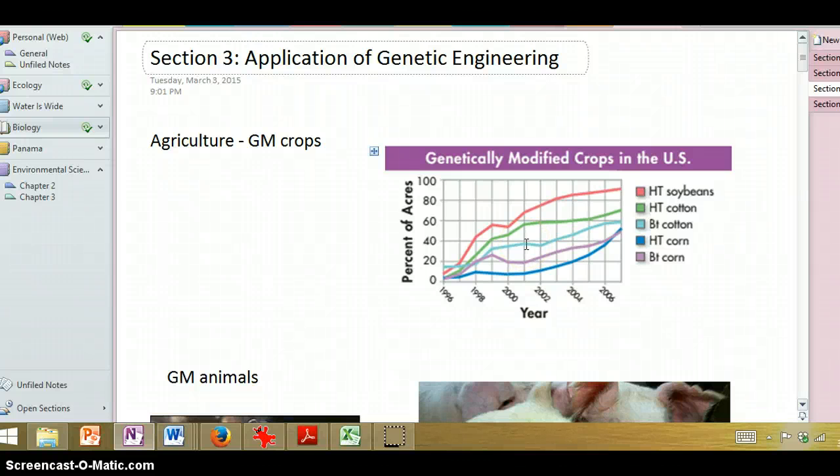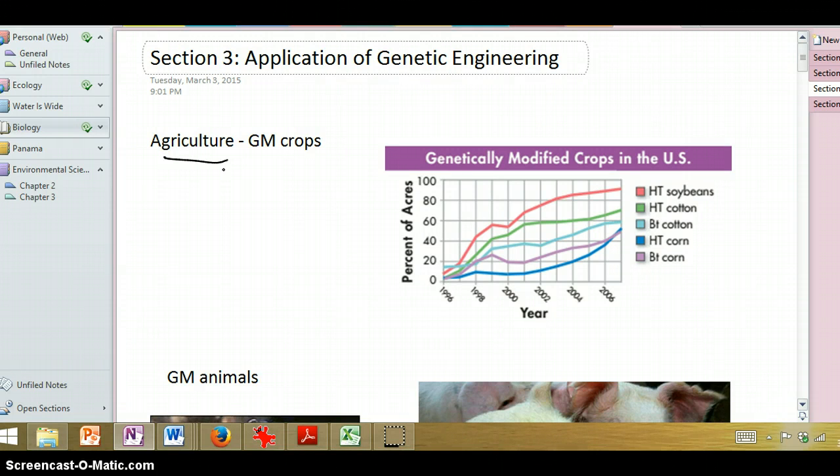All right, let's talk about section 15.3 now, applications of genetic engineering. So how have we made use of all of this technology that's been developed? Largely in the field of agriculture, this has happened, in particular with crops, with plants.